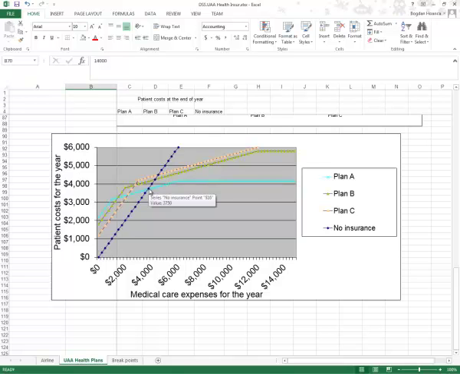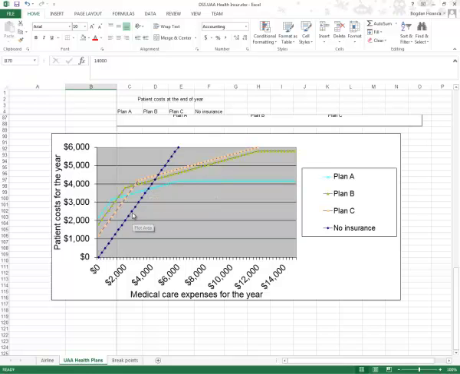A patient who has insurance under Plan A will pay the monthly charge, will pay the deductible, will pay a portion of the out of pocket, amounting to a total of $3,750, and the insurance will pick up some additional amount of money, so that at the end of the year, the patient covered by Plan A will be paying $3,750 in total patient costs.